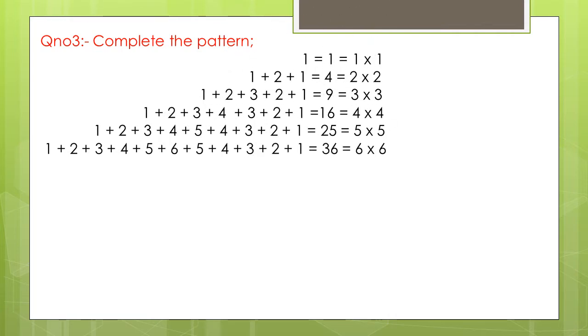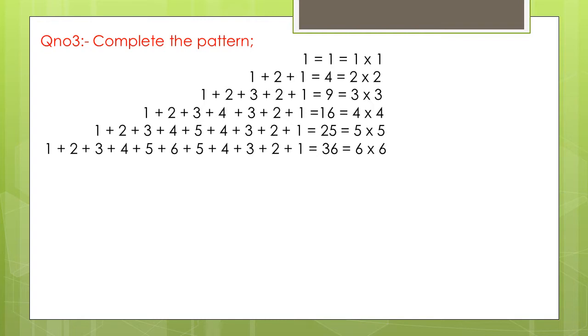Now in this pattern, when 1 plus 2 plus 1 is added, it is repeated as much. 1 plus 2 plus 1 is equal to 4, so the square number is 2 times 2 is 4. Again, 1 plus 2 plus 3 plus 2 plus 1 is equal to 9, so the square number is 3 times 3 is 9.